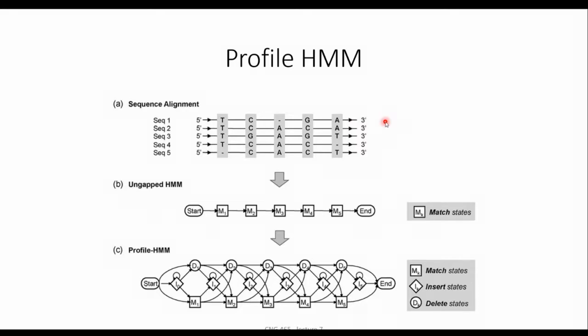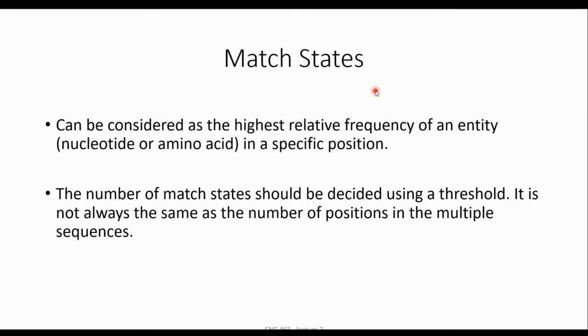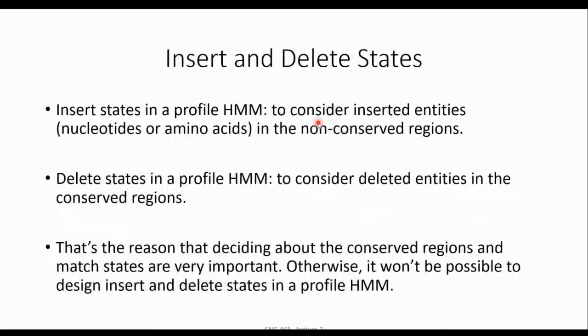So defining the threshold is important. In this picture, apparently they didn't consider the 80% threshold. The threshold was much less. But to make sense, it should be more than 50%. And usually in the questions, we exactly tell you to consider the threshold to be, for example, 80%, 70%, or whatever percentage we mention. And it is not always the same as the number of positions in the multiple sequences, as we mentioned.